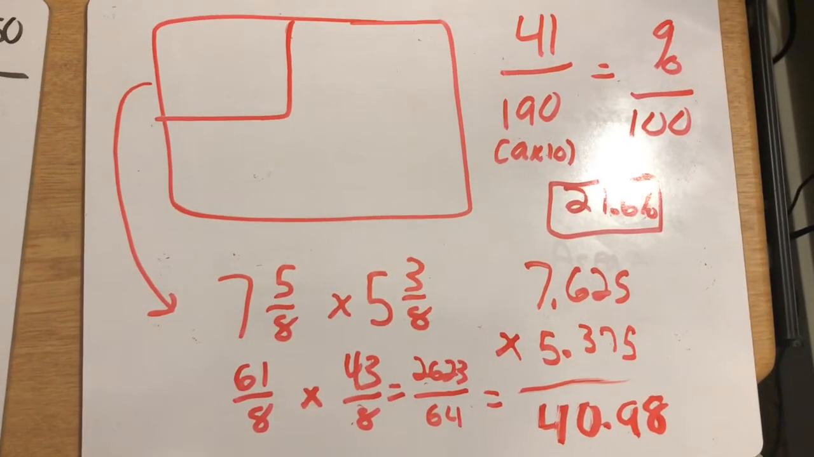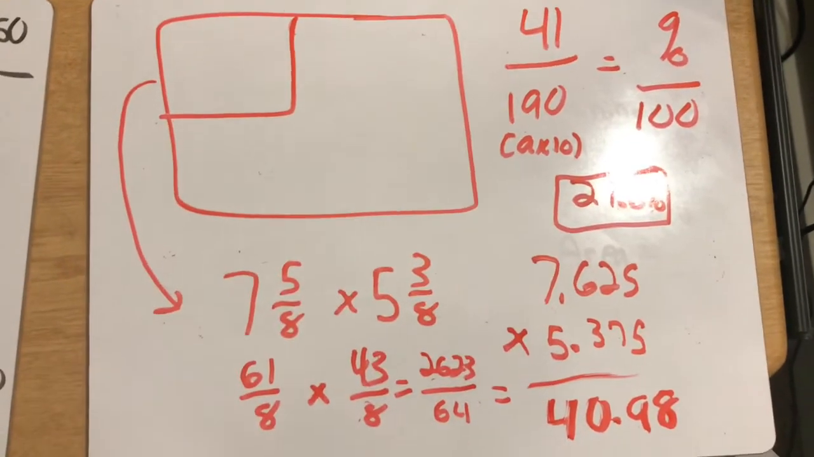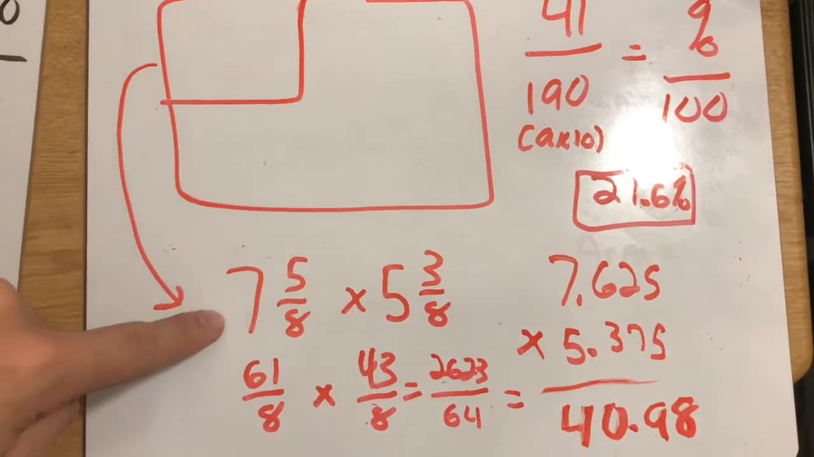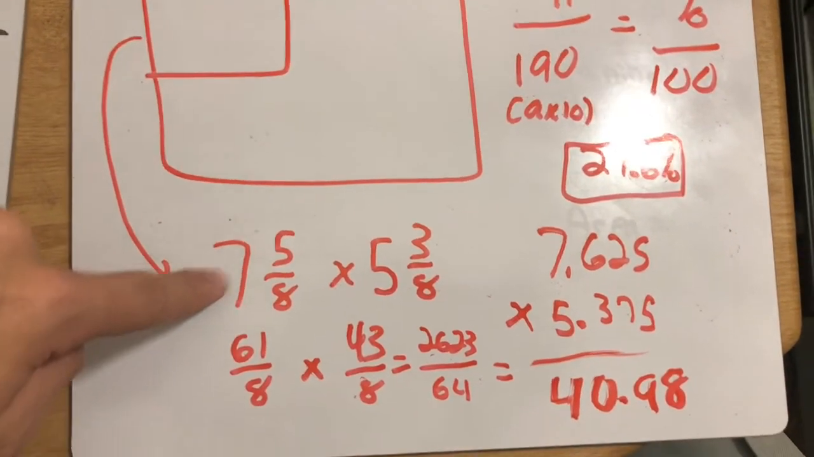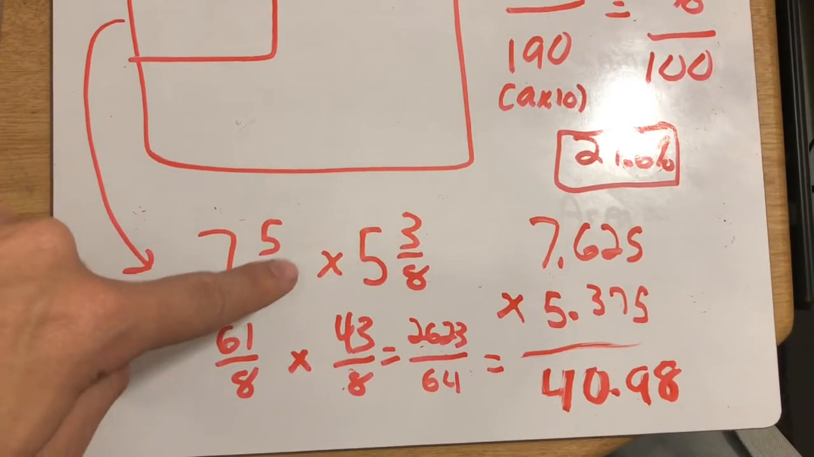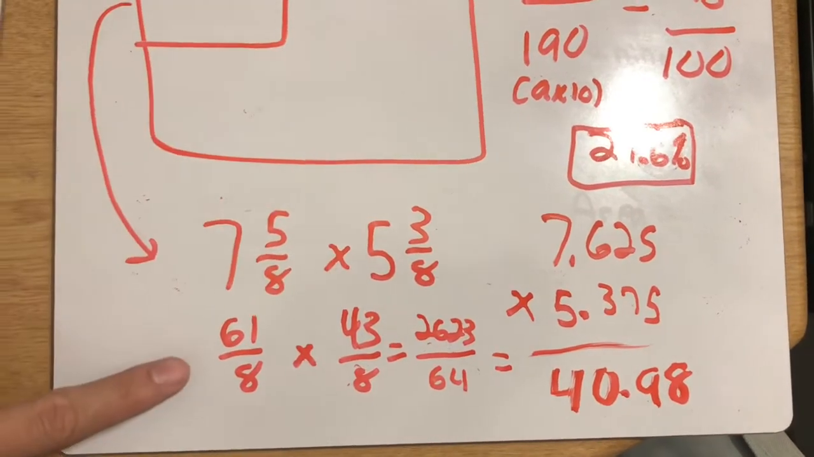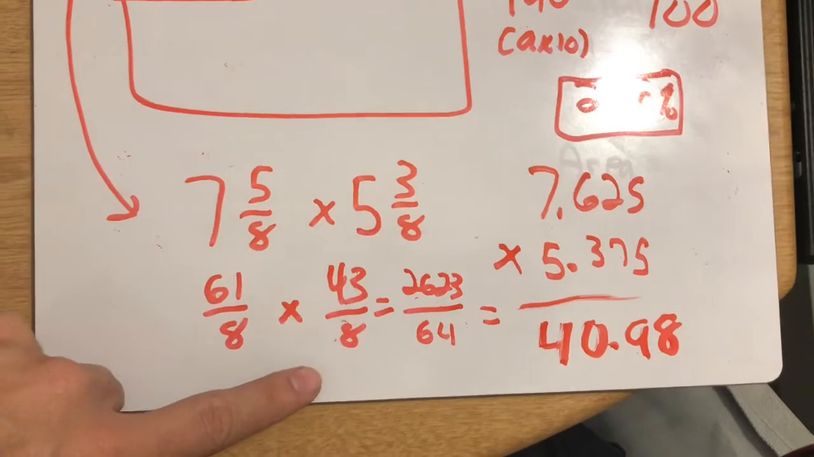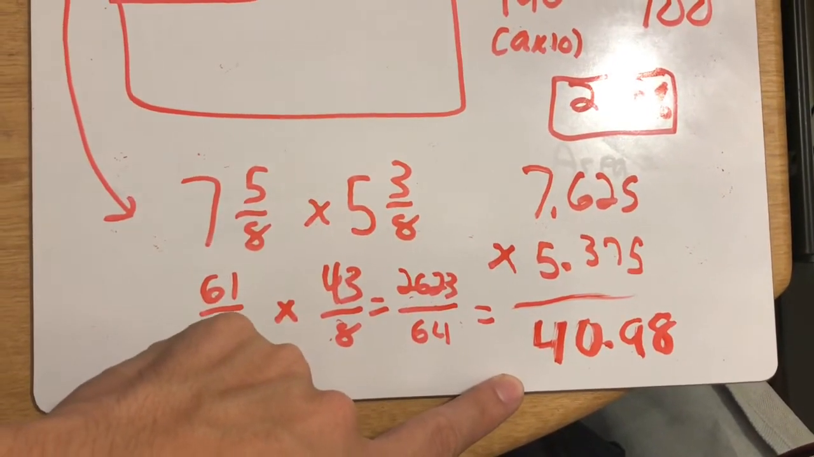Solution time. Let's see how you did. So to find the area of the union, which is the small upper corner where the stars are, you multiply the dimensions, the length times the width. 7 5/8 times 5 3/8. There's two ways you could do that. You can make improper fractions, or you can convert them to decimals. Either way, you're going to end up with 40.98 feet.